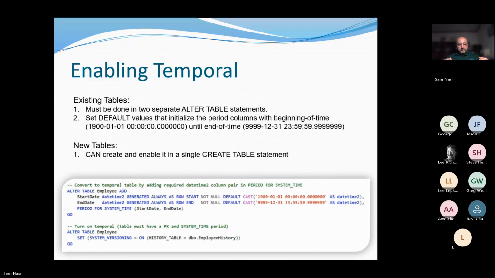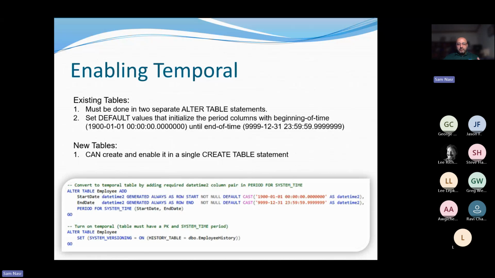Looking at end date, you'll see that it meets the criteria that I specified earlier. It has to be datetime2, has to have the generated always as row start and generated always as row end, and in addition, not null. If I'm using a new table and I want to make it temporal, meaning I'm creating a new table from scratch, then I enable it in the create table T-SQL statement, and we'll see that once we get into the demo.